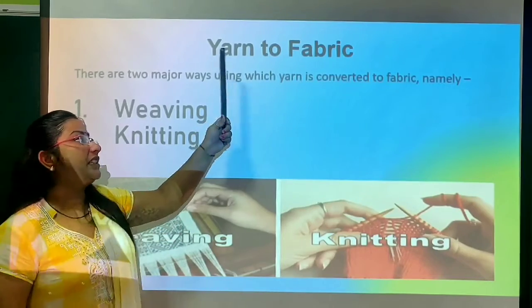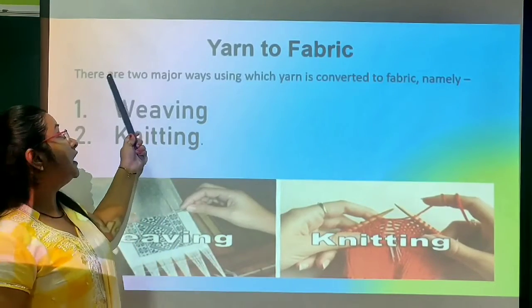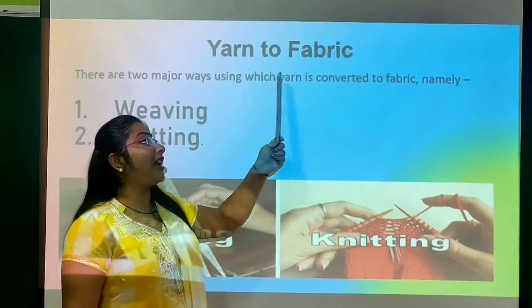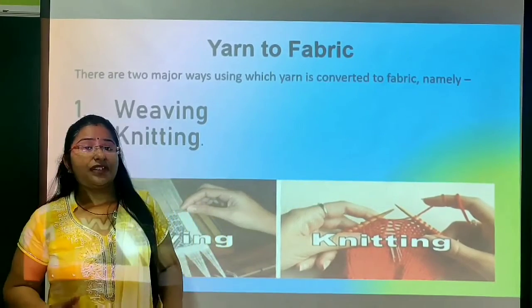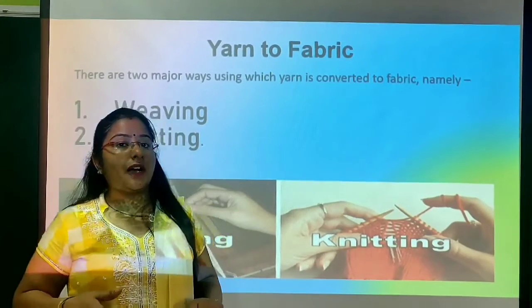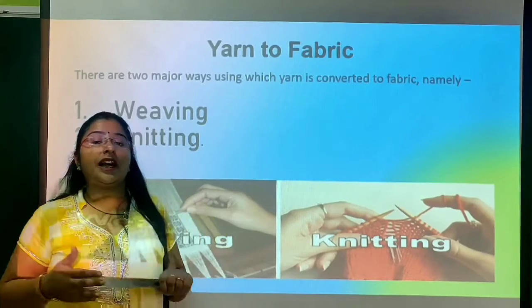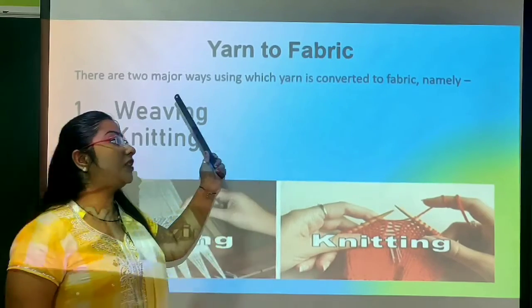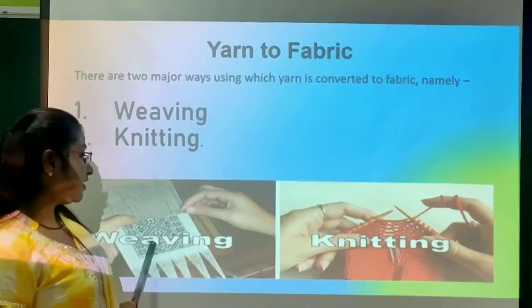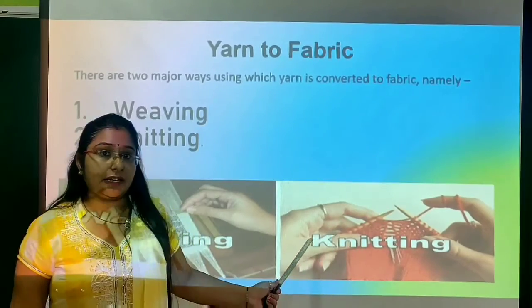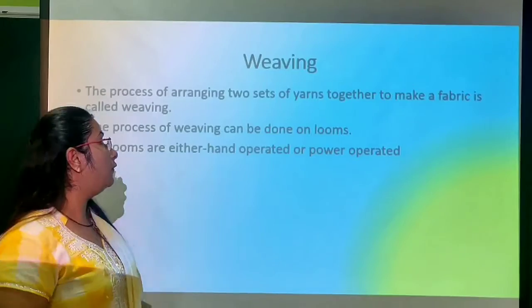Now the next topic is yarn to fabric. There are two major ways in which yarn is converted to fabric. As we saw in the previous video how we make yarn, now we will see how we make fabric from yarn. So there are two main processes. First is weaving and second is knitting. Now we will discuss weaving.